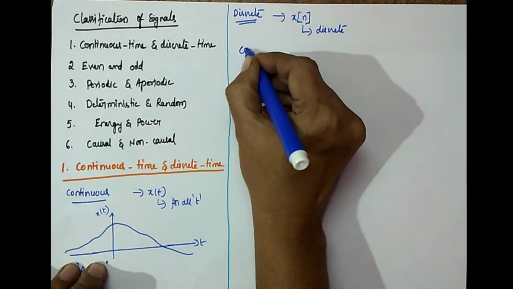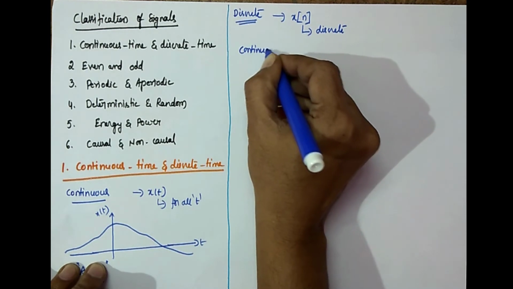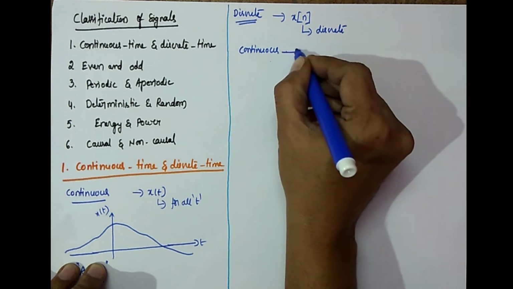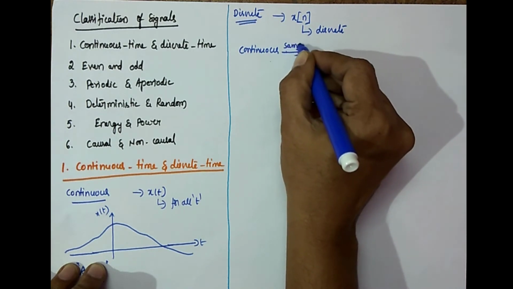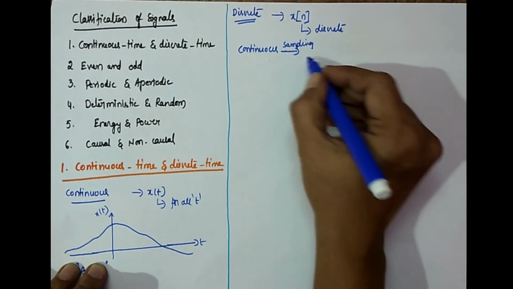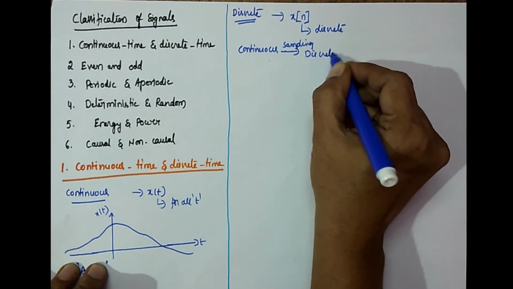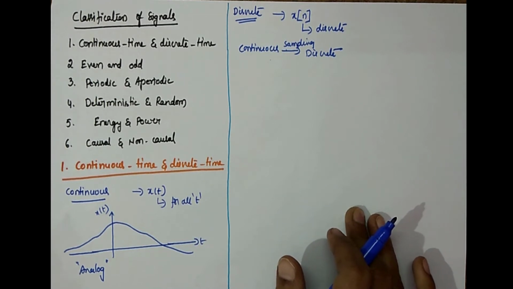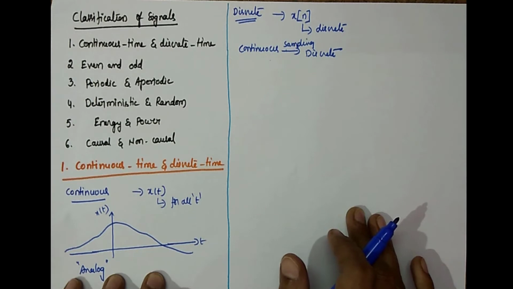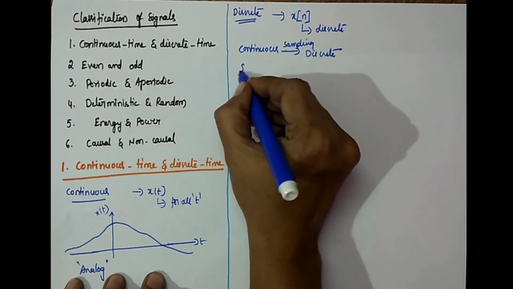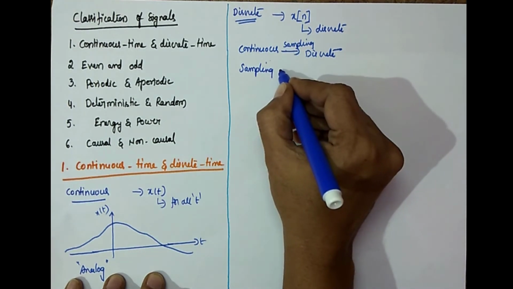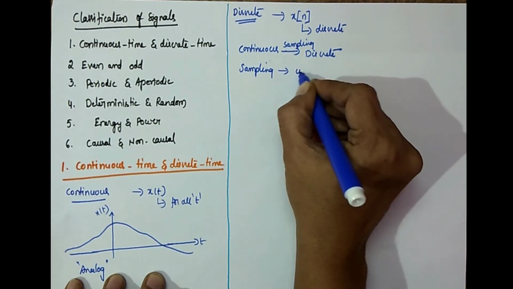So take one continuous signal, then after sampling the continuous signal, you are going to get your discrete signal. Okay? Discrete signal can be obtained by sampling the continuous signal. What is meant by sampling? What is sampling? For the understanding purpose, you can take the sampling as simply cutting.